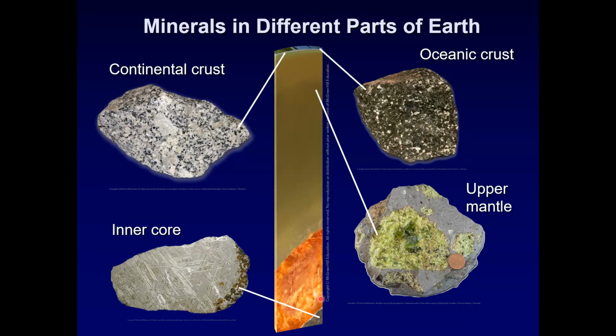And in the lower mantle, I don't have a good example on here, but you'll see minerals that are stable at very high pressures, such as iron, magnesium, silicates, and oxides. In the outer core, you will see molten iron with nickel and other elements. The inner core has crystalline iron and iron-nickel alloys.